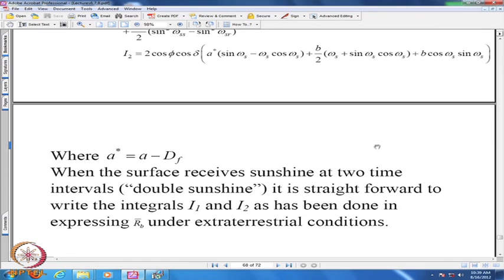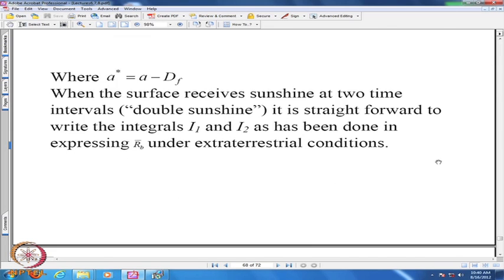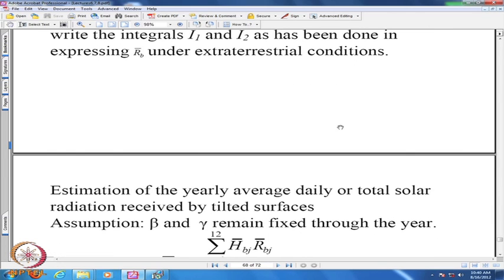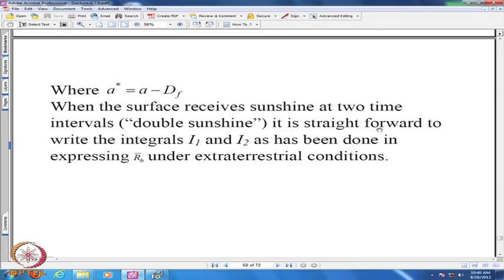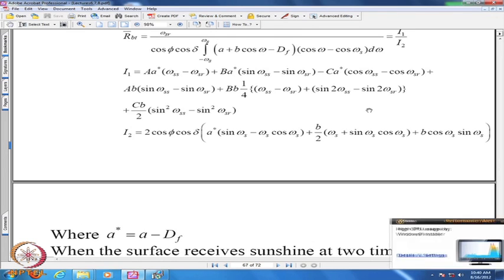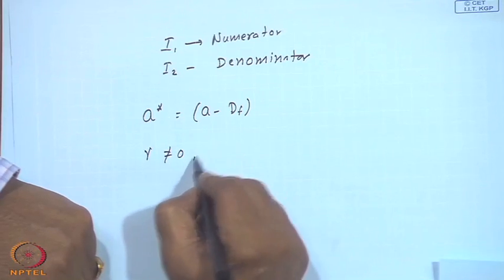Now, when the surface receives sunshine at 2 time intervals, that is a so-called double sunshine, it is straightforward to write the integrals I 1 and I 2, as has been done in expressing R b bar under extraterrestrial conditions. I did not want to write another 1 yard long relation for double sunshine periods. So, this gives a difference of about a good 10 to 15% compared to the extraterrestrial calculations, particularly when gamma is not equal to 0, significant differences exist.